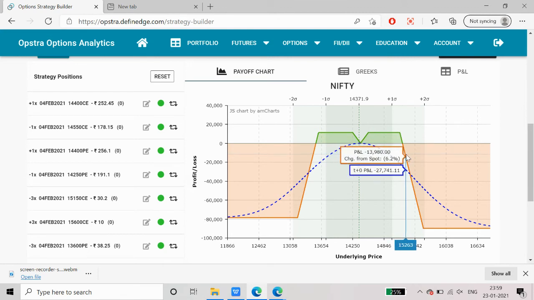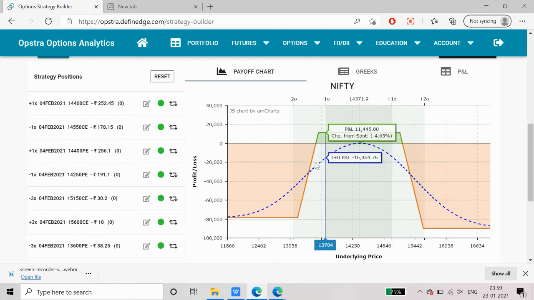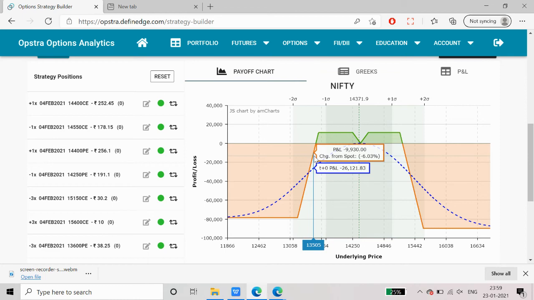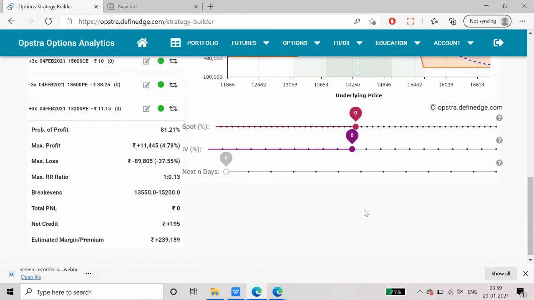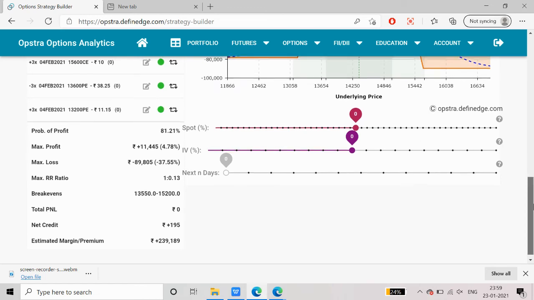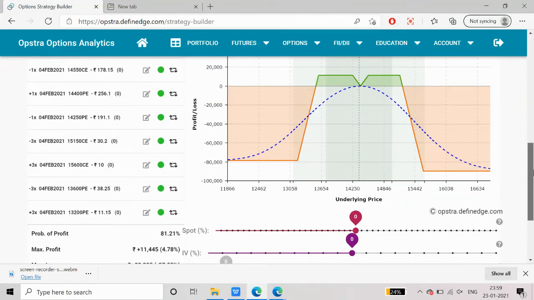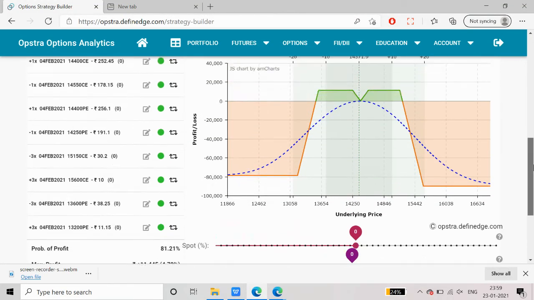So what I would suggest is that in case the loss reaches say 11,000, and that is when Nifty crosses 15,200 on the upper side, or goes below 13,550 on the lower side, we have to put a max loss. The risk to reward ratio is 1:1, and in case our max loss reaches 11,000, we cut the trade, right? So the estimated margin is 40,000 for this trade. Roughly the max profit is 4.8%. So this is how we deployed this trade, with 81% probability and a max profit of 11,000.